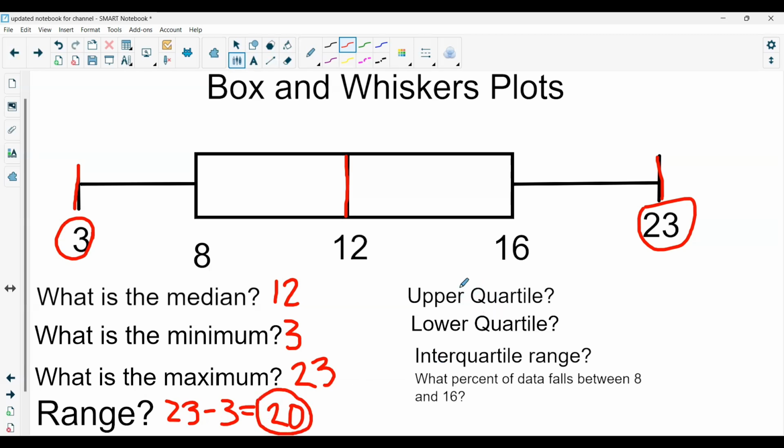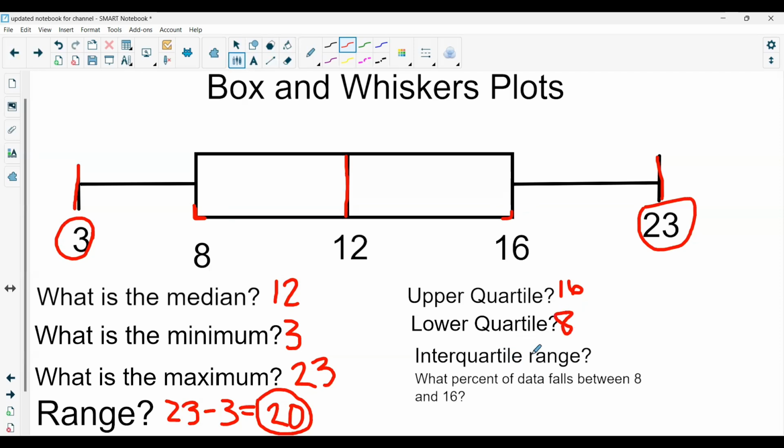Now let's come here and say, what is our upper quartile? The upper corner. This is our lower corner here. See how it makes the letter L? Your lower corner, and this is going to be our upper corner right here. So our upper quartile is our 16, and the lower corner makes the letter L. The lower corner is 8.